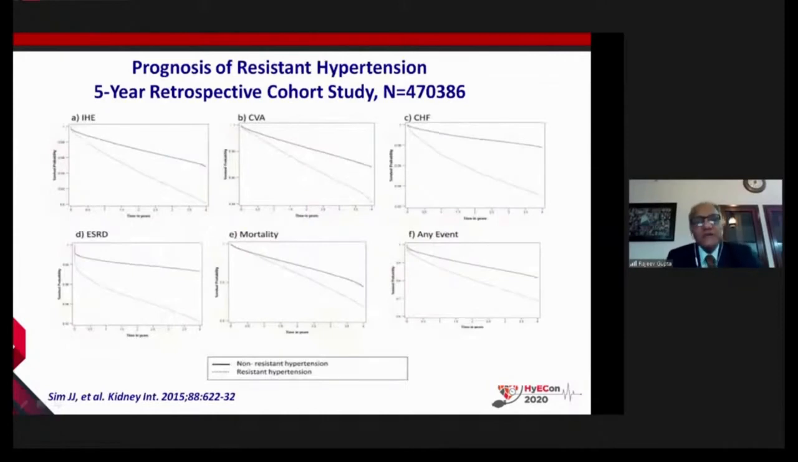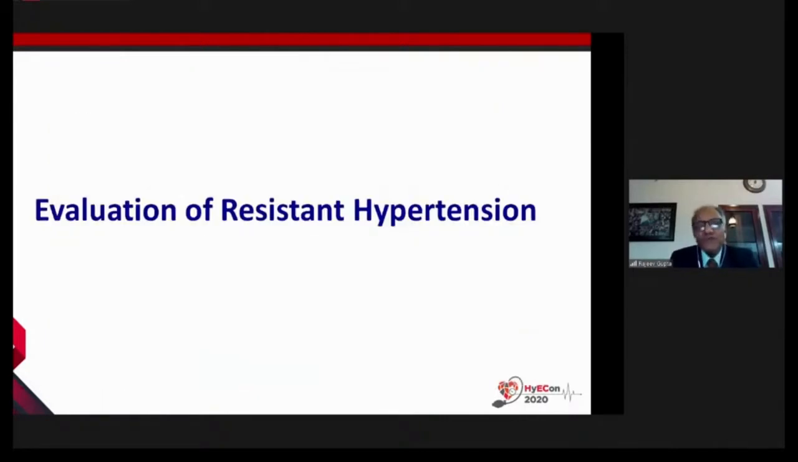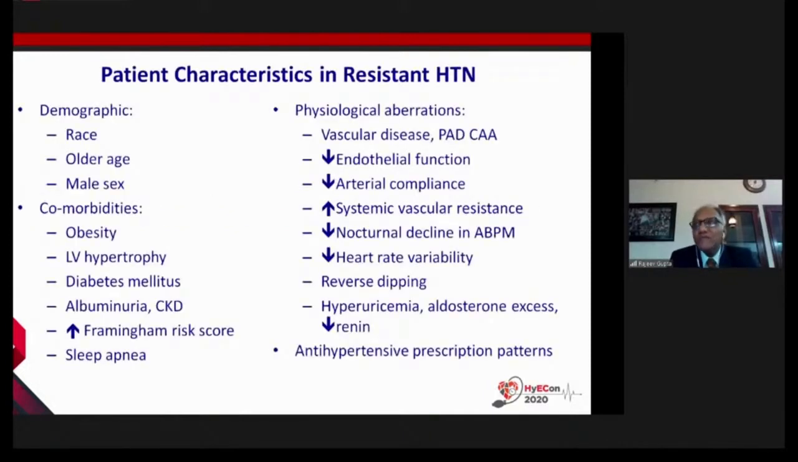What is the prognosis of resistant hypertension? That's very important to realize because everything, ischemic heart disease events, cerebrovascular disease, heart failure, end-stage kidney disease, mortality, and any event almost goes up by 2 to 3 times in patients with resistant hypertension as compared to patients with non-resistant hypertension. So clearly, it's a very important clinical problem. So how do we evaluate that? We have to have an idea of what the patient characteristics are in resistant hypertension. We all know that it is slightly more common in African Americans and Africans, but in India, that is not the issue.